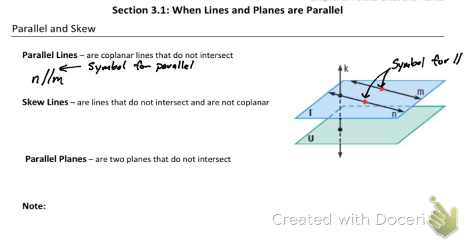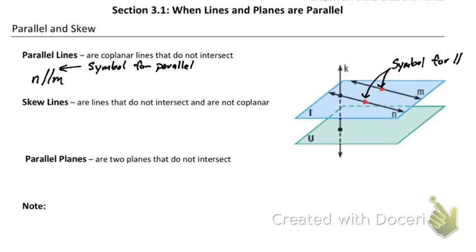Skew lines. Skew lines are lines that don't intersect but are not on the same plane. So in this drawing here, if we look at K, K intersects with N. So they cannot be skew, they cannot be parallel, they're intersecting. K, however, doesn't touch M. If they do not intersect, they're either parallel or skew. In this case, K is going to be skew to M because M is on the plane T.